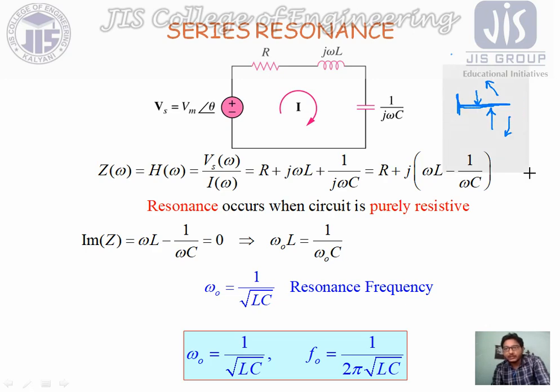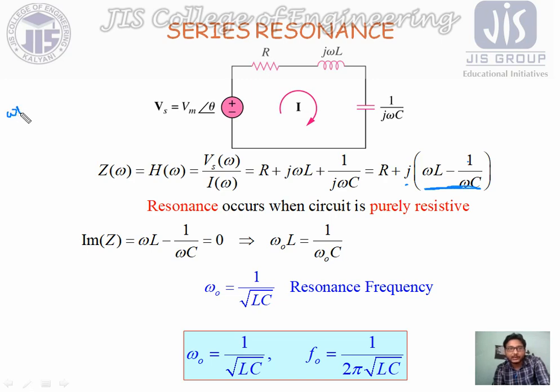Now let's see how we can find the resonance frequency. One thing is clear: the resonance will occur when the inductor and capacitor have the same effort. As per this series circuit, the inductor and capacitor effect is the overall part, omega L minus 1 by omega C, multiplied by j. So this effect will cancel out. If this effect cancels out, then obviously omega L minus 1 by omega C is equal to 0.